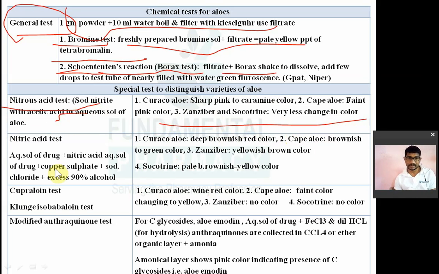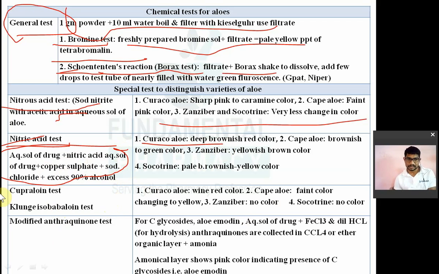Okay, nitrous acid test. Then there is another nitric acid test. Aqueous solution of aloe plus nitric acid, aqueous solution of drug plus copper sulfate. Then you have to add sodium chloride in excess of 90% alcohol. This is the test procedure, which is given in short. Aloe will give you deep yellowish red color. Cape aloe brownish green color. Zanzibar yellowish brown. Socotra pale. Okay? They will give some such colors, which is not important.